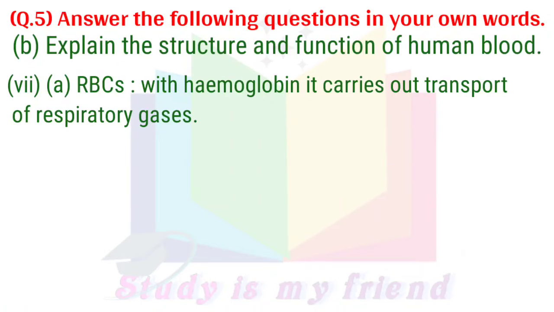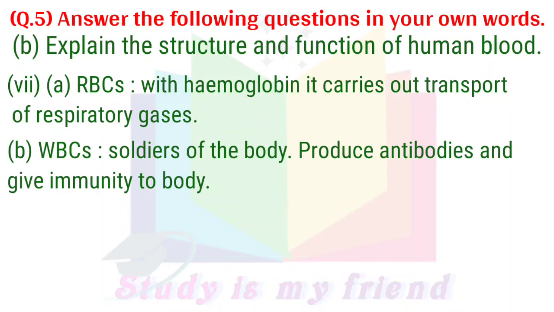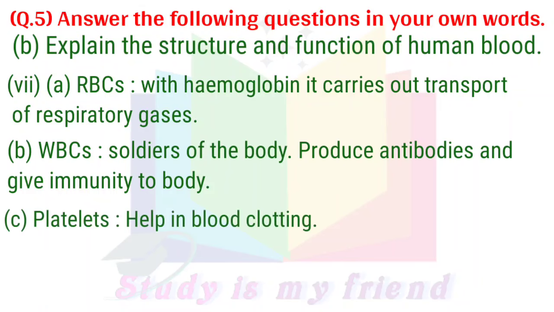7. A. RBCs, with hemoglobin, carry out transport of respiratory gases. B. WBCs, the soldiers of the body, produce antibodies and give immunity to the body. C. Platelets help in blood clotting.